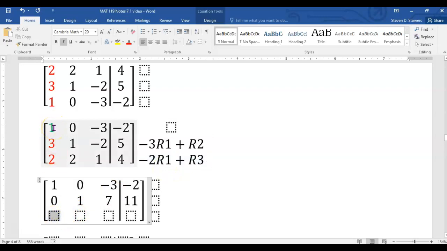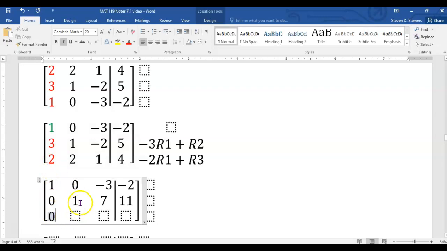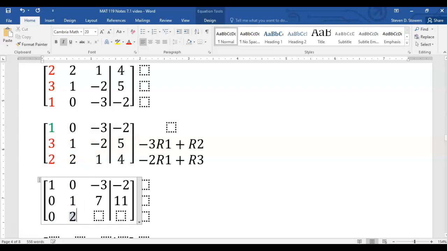-2 times whatever's on top is getting added to whatever's on the bottom. So -2 times 1 is -2, plus 2 is 0. -2 times 0 is 0, plus 2 is 2. Negative 2 times negative 3 is positive 6, plus 1 is 7. And negative 2 times negative 2 is positive 4, plus 4 is 8.